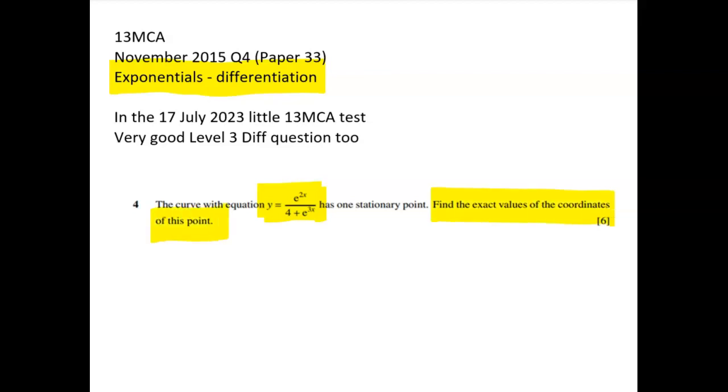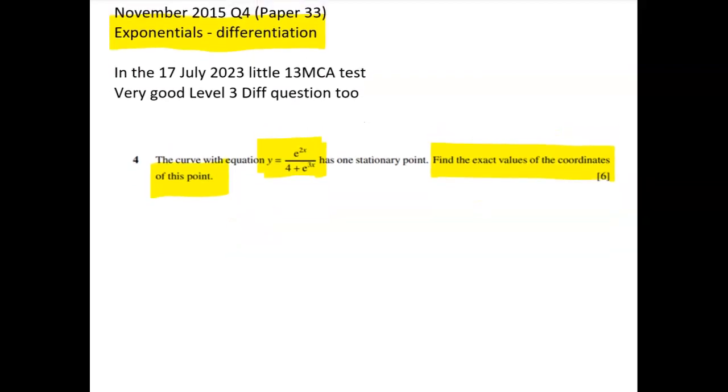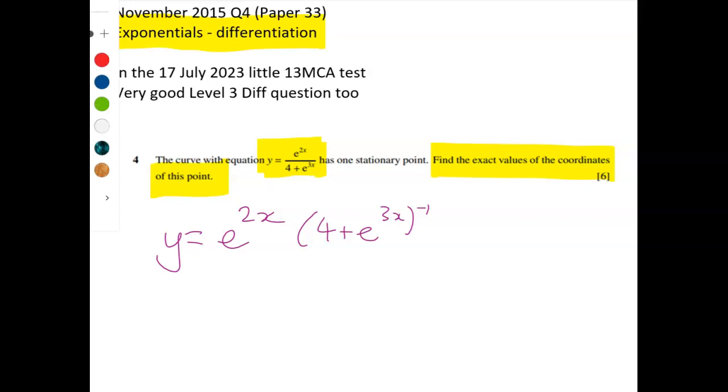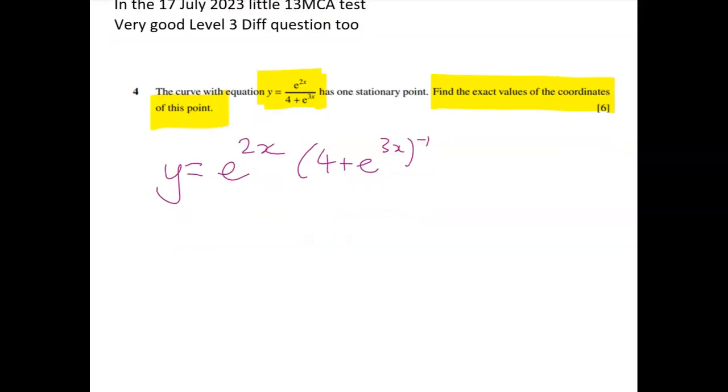This question was pretty well done in the test on Monday, but some of you tried to do it as a product instead of a quotient. So you started by rewriting like this, and I think that actually made things a bit worse, and it made it a little bit harder to find the stationary point. You'll get there, but it's not that efficient. So sometimes it's just worth getting on with it and doing the quotient rule. So I'm going to start by just writing it out.